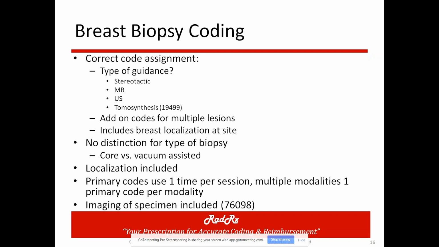And then if you have a situation where they're using multiple modalities, say that they did one biopsy under stereotactic guidance and then one under ultrasound guidance, then you would use one primary code per modality. So you would use a primary code for ultrasound guidance and a primary code for stereotactic. So the only time you're going to have two primary codes for breast biopsy during the same session is if they're a different type of guidance. Otherwise, it's one primary code in the session. And then, of course, any imaging of the specimen, code 76098, is going to be included with the breast biopsy, and that's something that we used to report separately.